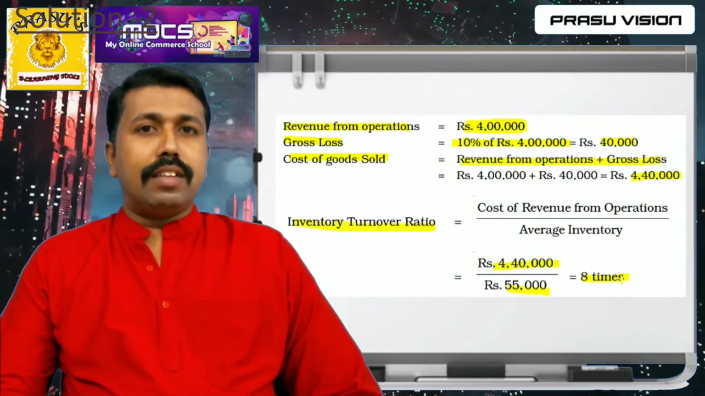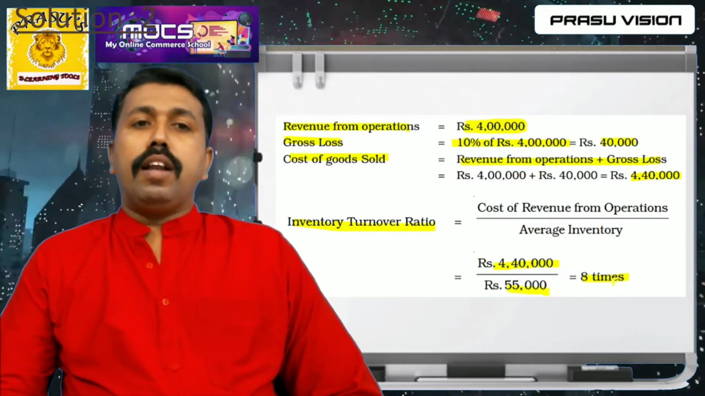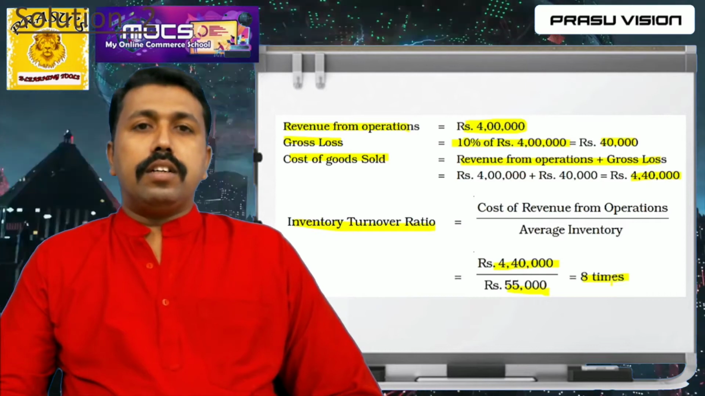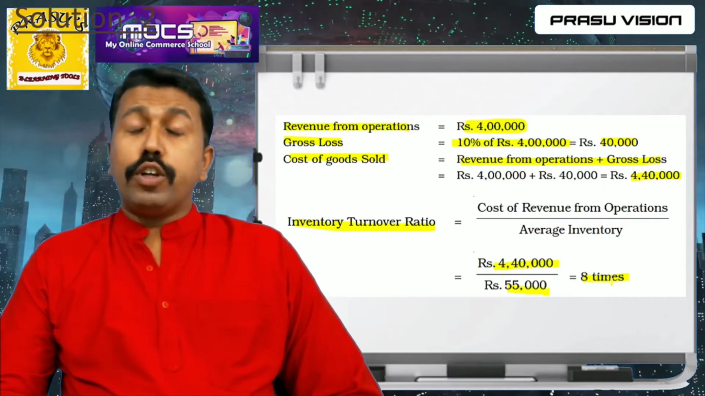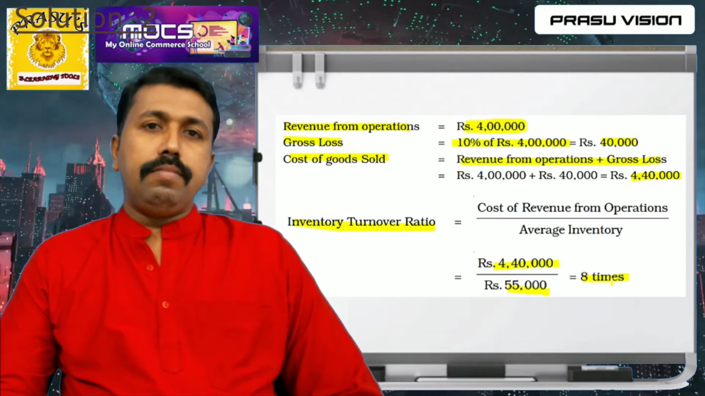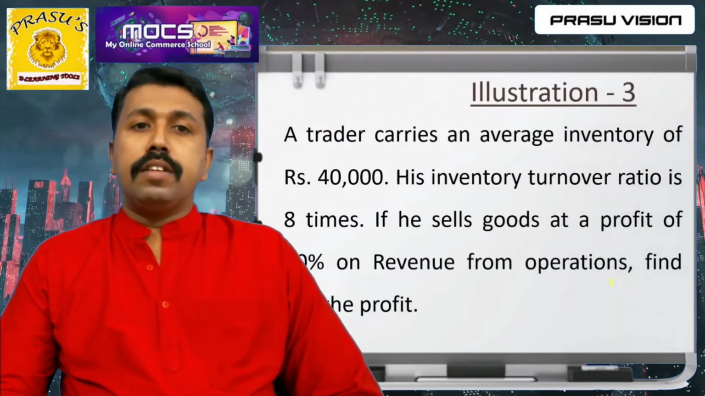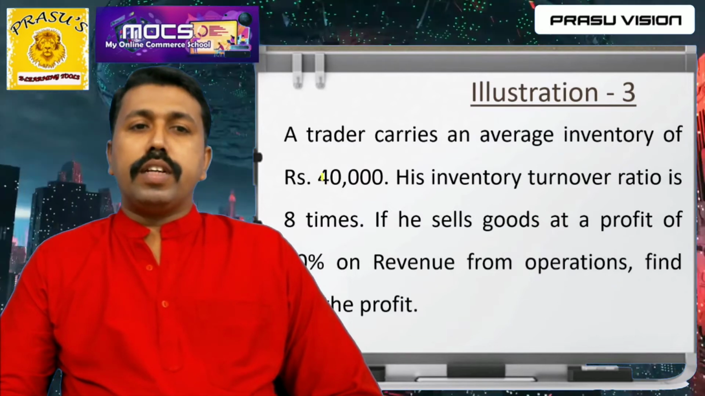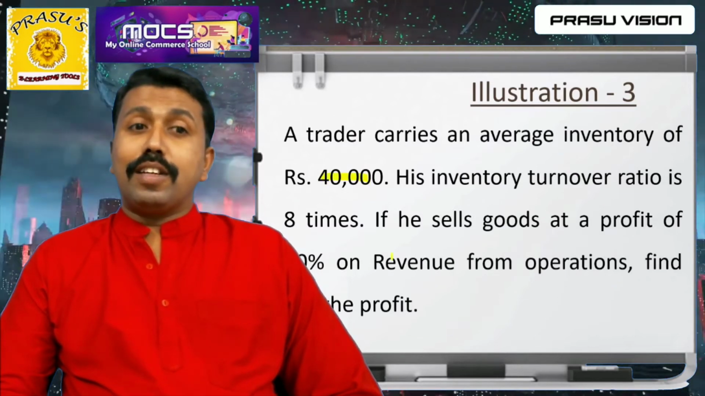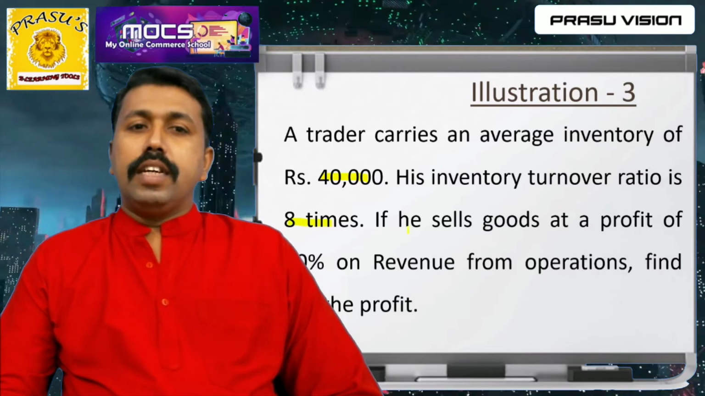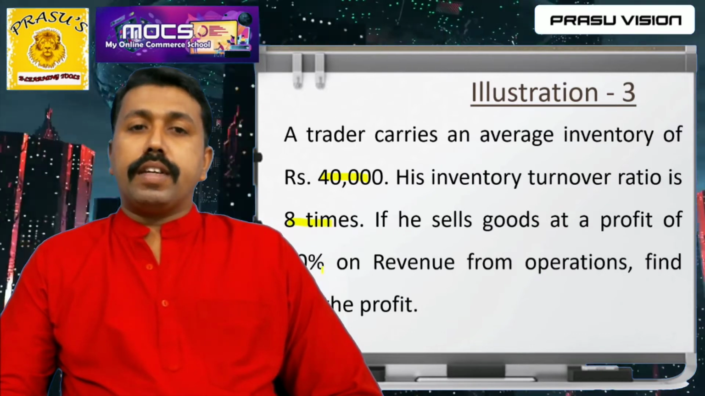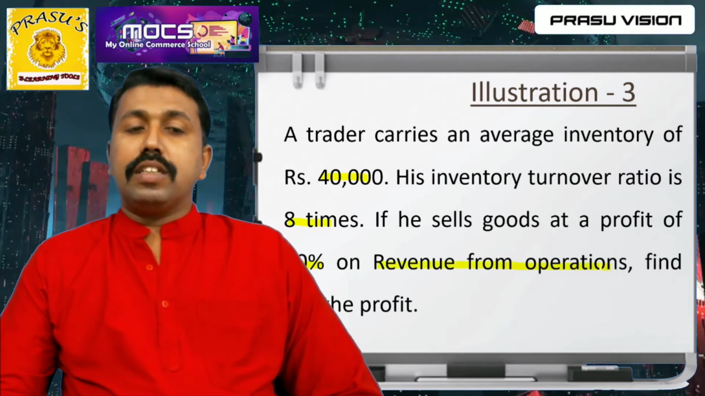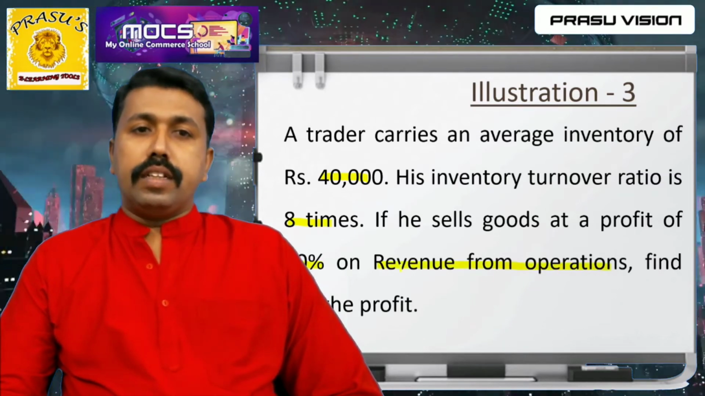So my dear students, it is another way to find out the value of inventory turnover ratio using the equation, and also some information is not given directly. Let us discuss another problem. A trader carries an average inventory of Rs 40,000. His inventory turnover ratio is 8 times. If he sells the goods at a profit of 20% on revenue from operation, find out the profit.